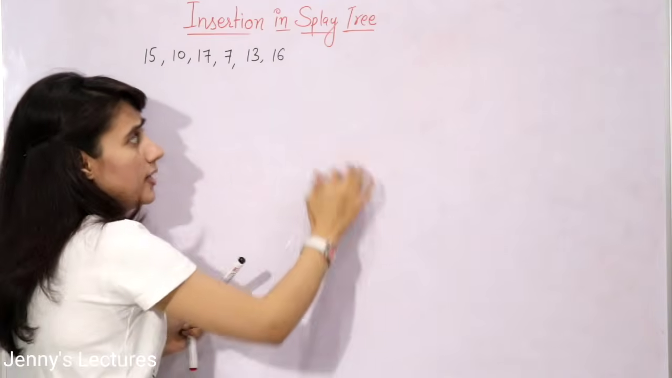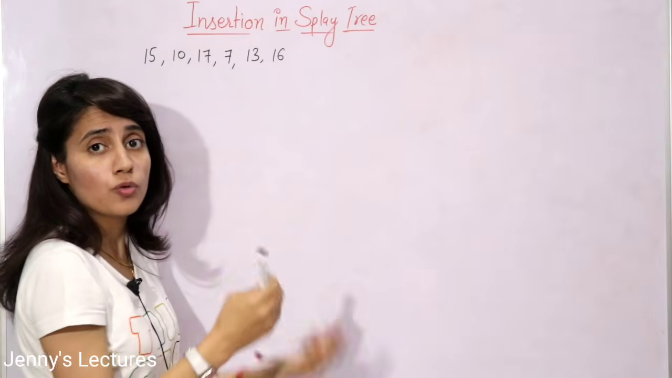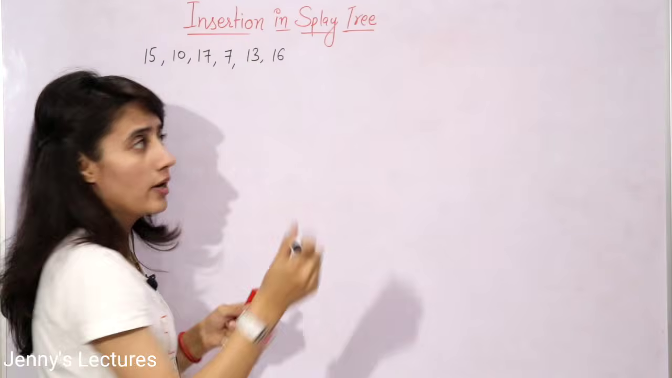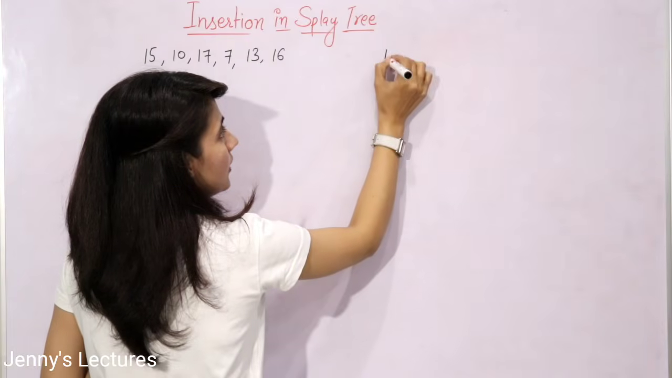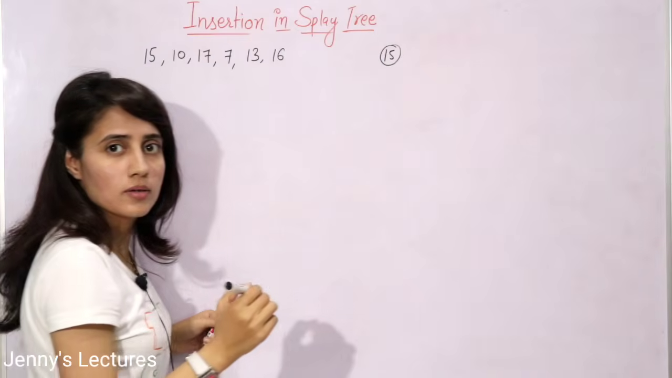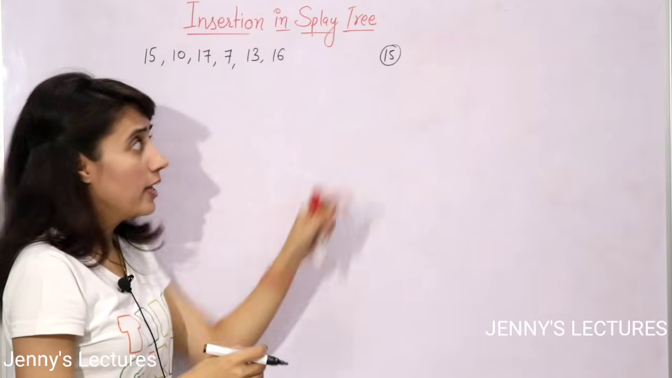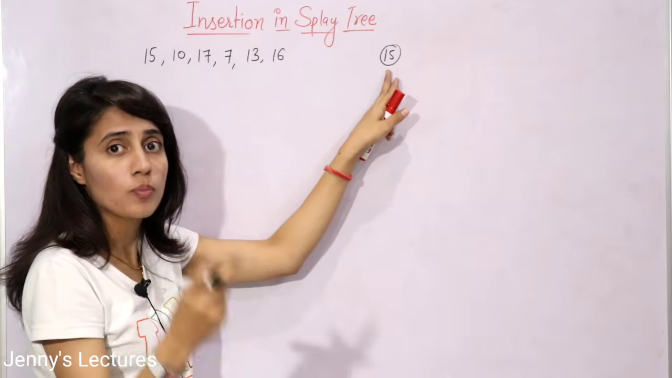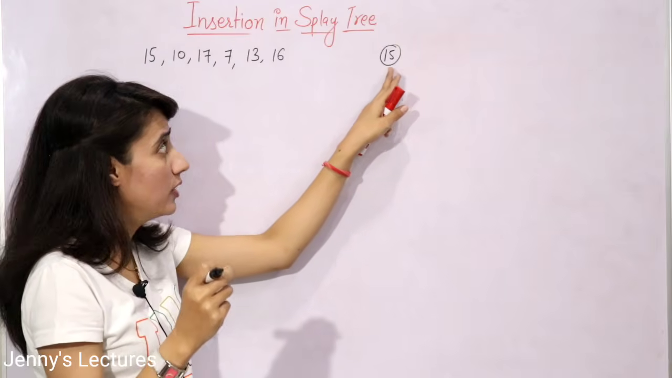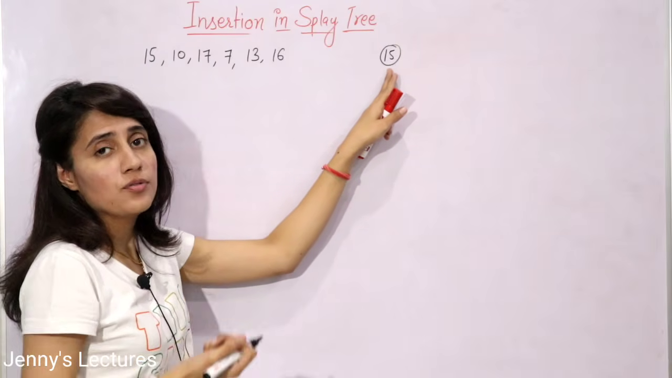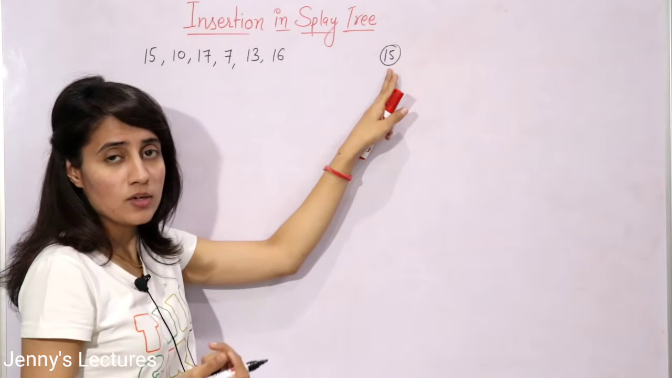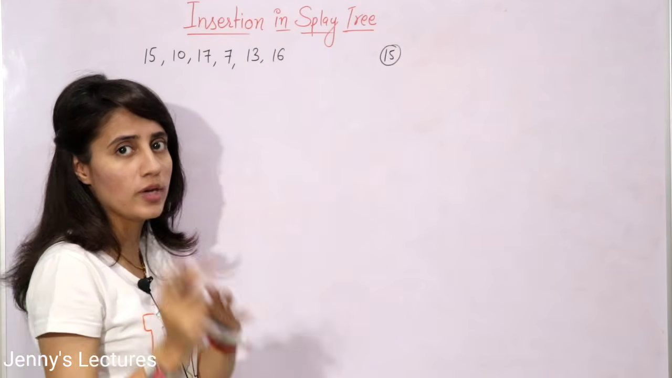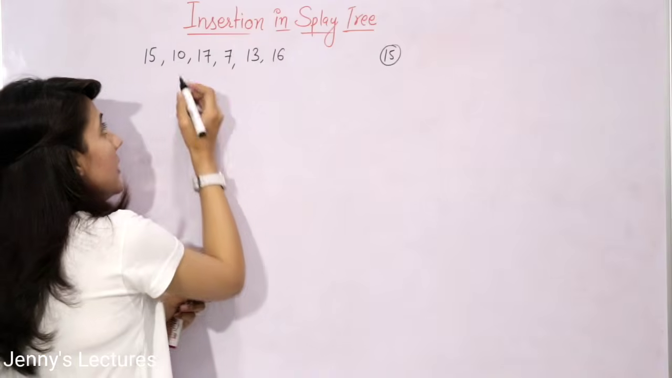Initially there is nothing in the tree, so we will create a node and simply insert 15 in the tree. Now you do splaying on the data on which you performed the insertion operation. 15 is the data we inserted and 15 is the root. In splaying we make this the root, but it is already the root, so no need to do anything.